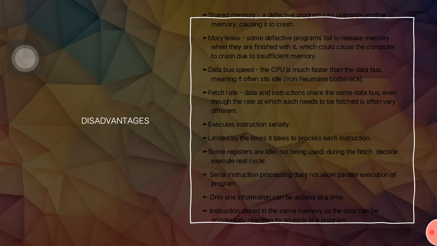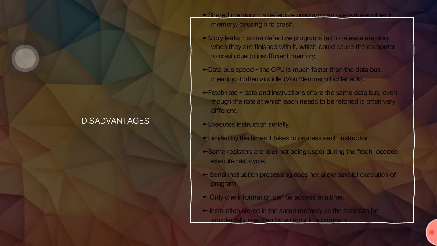Second one, memory leaks, which means some defective programs fail to release memory when they are finished with it, which could cause the computer to crash due to insufficient memory. And the third one, data bus speed. The CPU is much faster than the data bus, meaning it often sits idle: the von Neumann bottleneck.